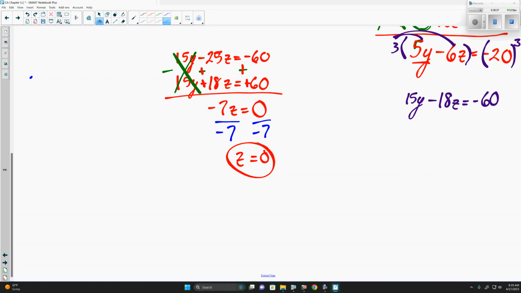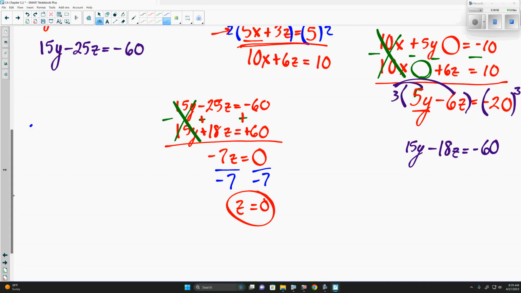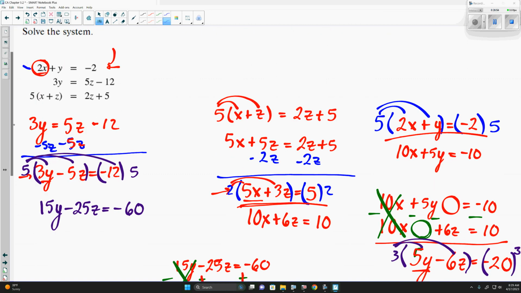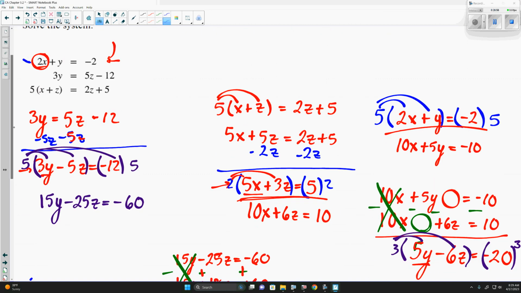If they'd eliminated each other out, Z had also canceled out and we got a false statement, then we would have a problem. Where we got 0 equals 1, that's not a true statement. It is no solution. It is inconsistent. Yes. So we know Z is 0.